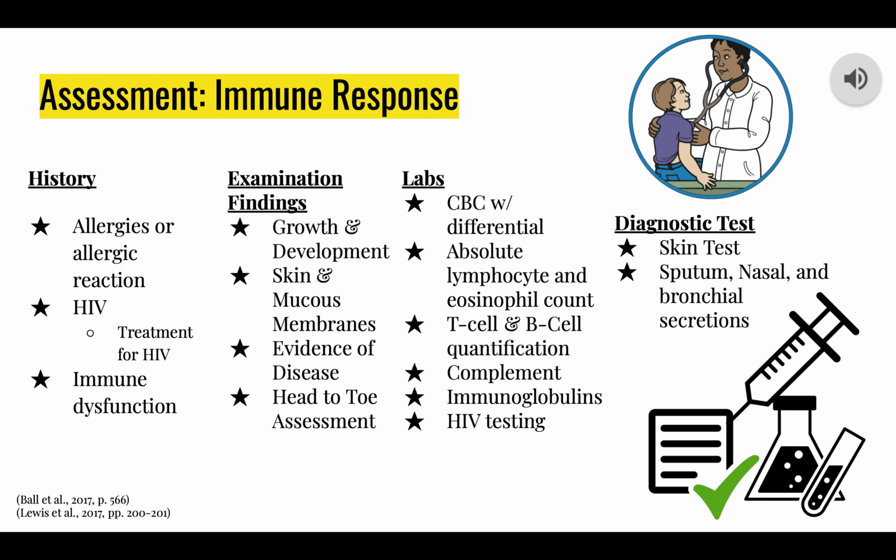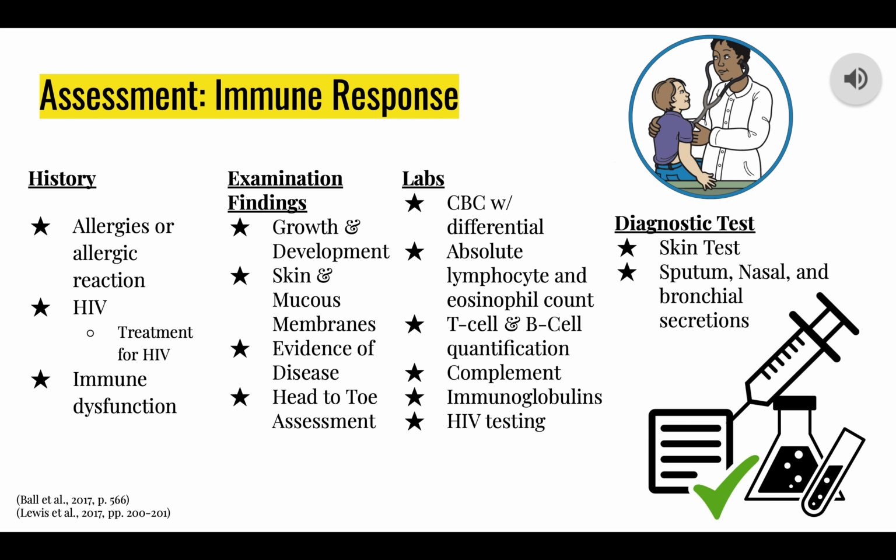This is the only immunoglobulin that crosses the placenta. So when the baby's born, IgG is the only immunoglobulin that comes with the baby. The rest of them are left behind.